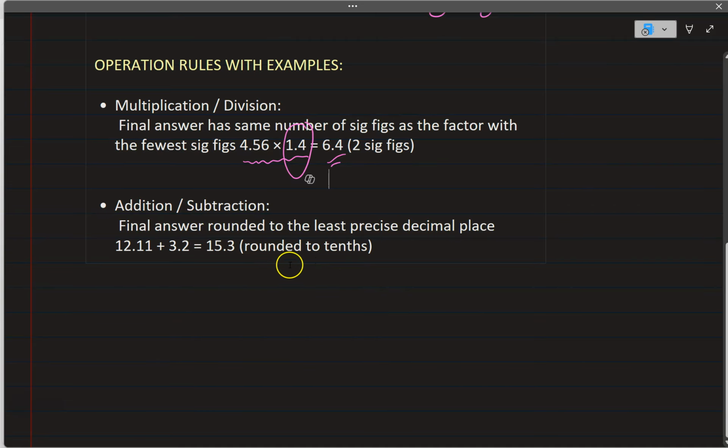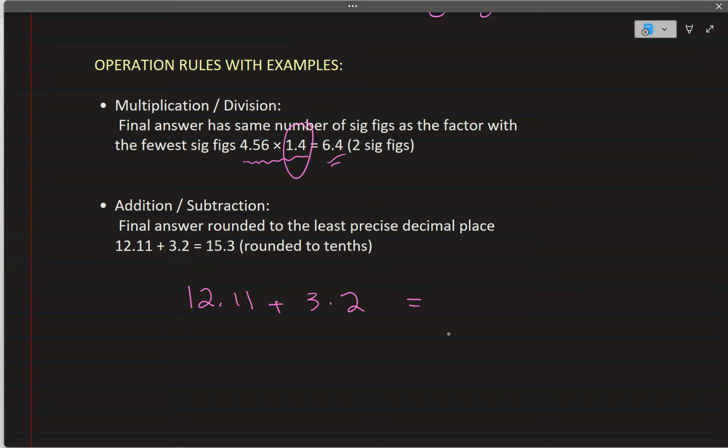All right, the next one is addition and subtraction. For this one, round the final answer to the least precise decimal place. Now, this is the part that I need you to pay attention to. So let's walk through this. 12.11 plus 3.2.